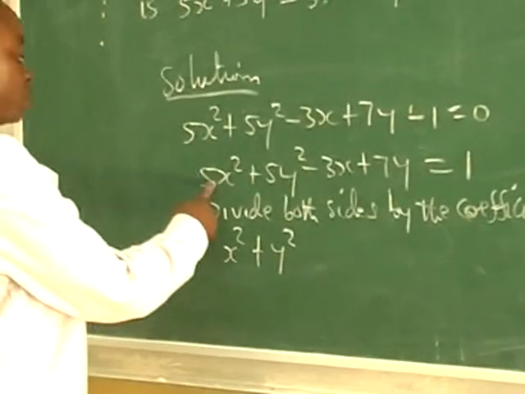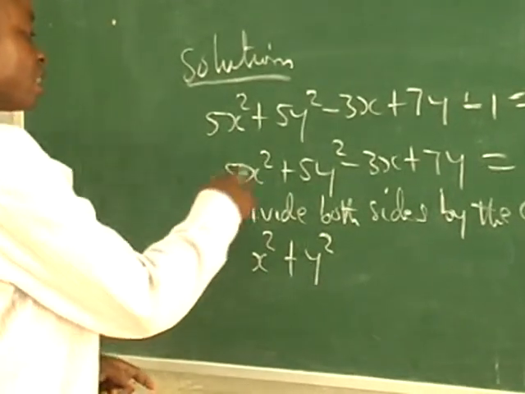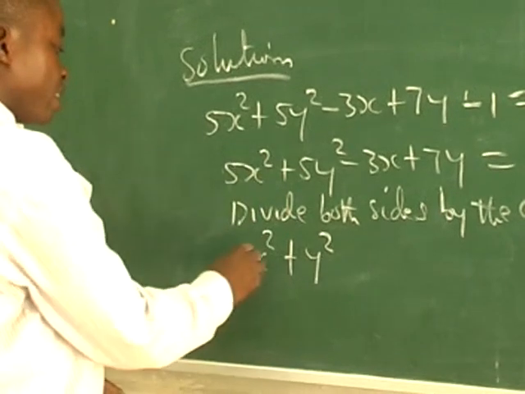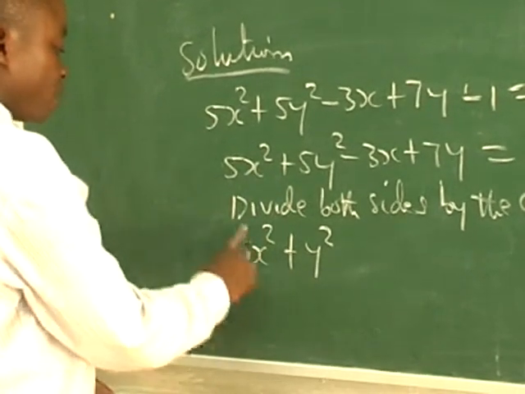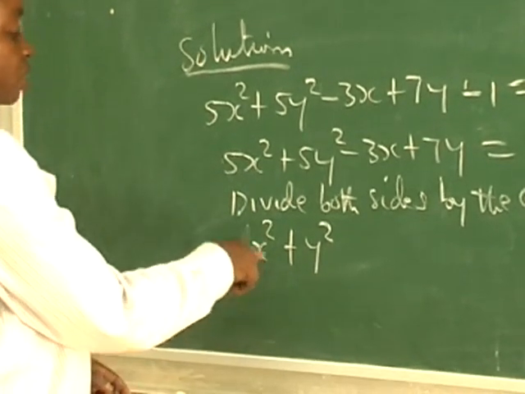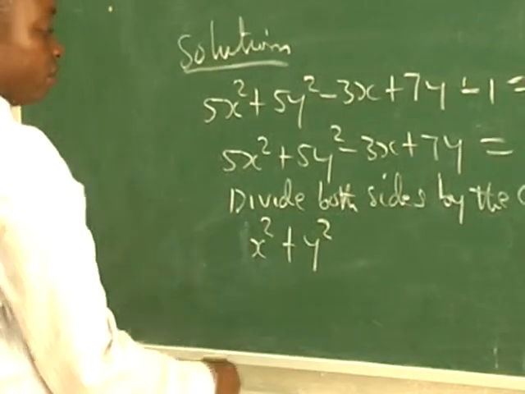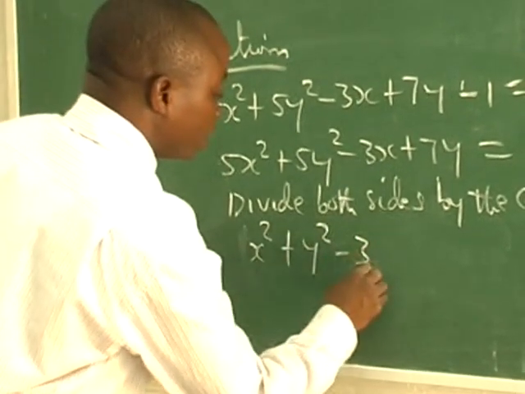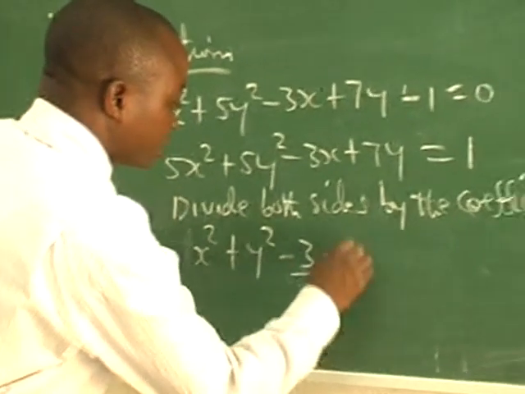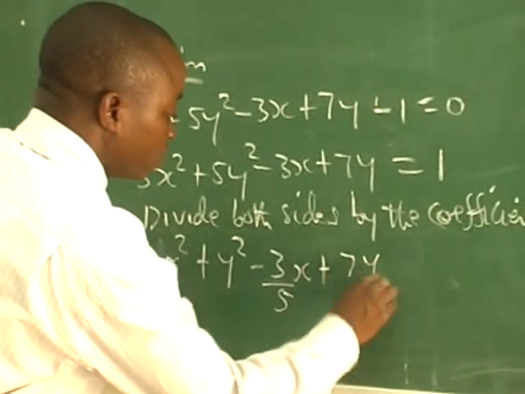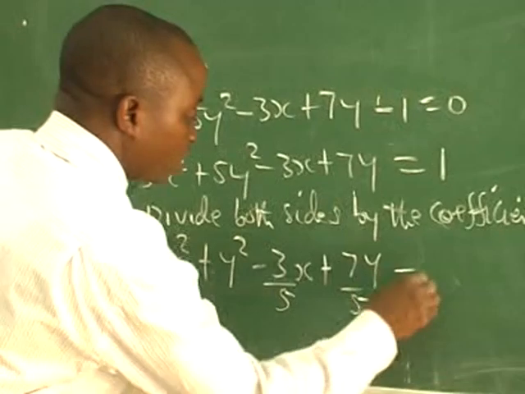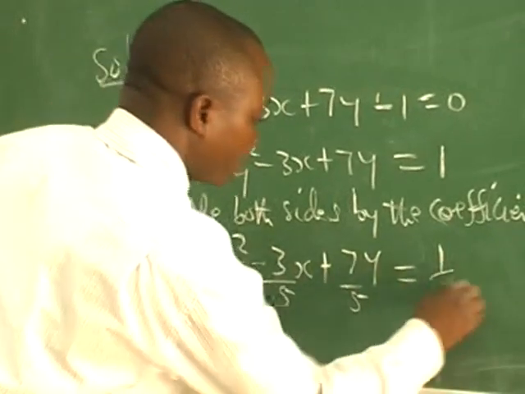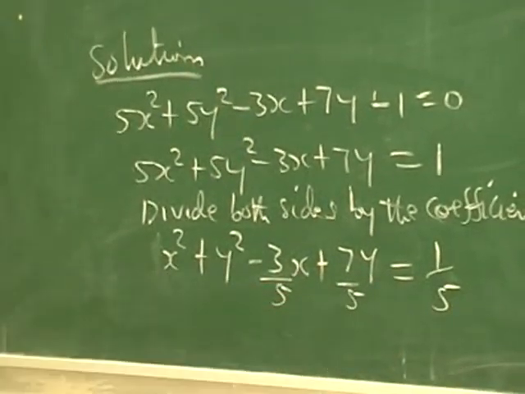You know, we are dividing both sides by the coefficient. And the coefficients of x squared and y squared are 5. So if I write 5 here, divide by 5, they will cancel out. So that's why I'm writing x squared and y squared minus 3 all over 5 x plus 7 all over 5 will be equal to 1 all over 5. So I'm dividing both sides.